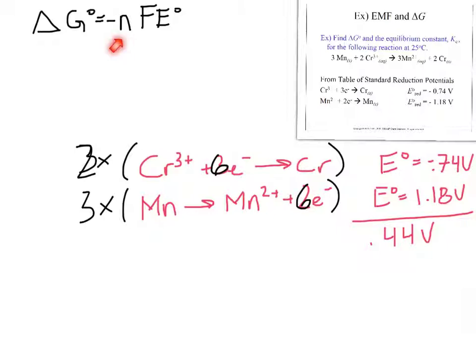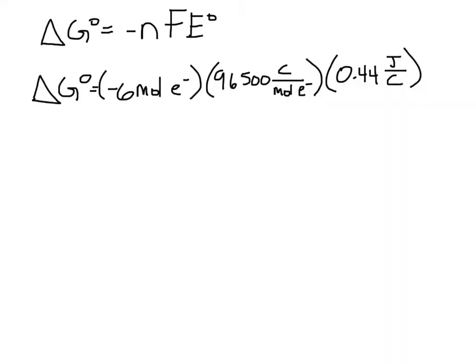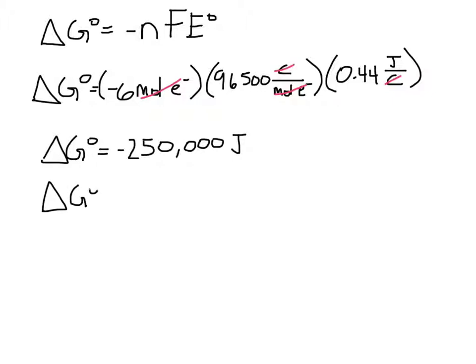Just coming over to a blank page so I have more room. Plugging those numbers in, it's 6 moles of electrons with that negative on there, Faraday's constant, 96,500 coulombs per mole of electrons. And what that lets us do is cancel out moles of electrons. And then 0.44 volts. Remember, we talked about how voltage is the same thing as joules per coulomb. And so that allows coulombs to cancel out coulombs, and we are left with our units of joules. So calculate that out and we get negative 250,000 joules. Let's put that into a more reasonable number and write it as negative 250 kilojoules.